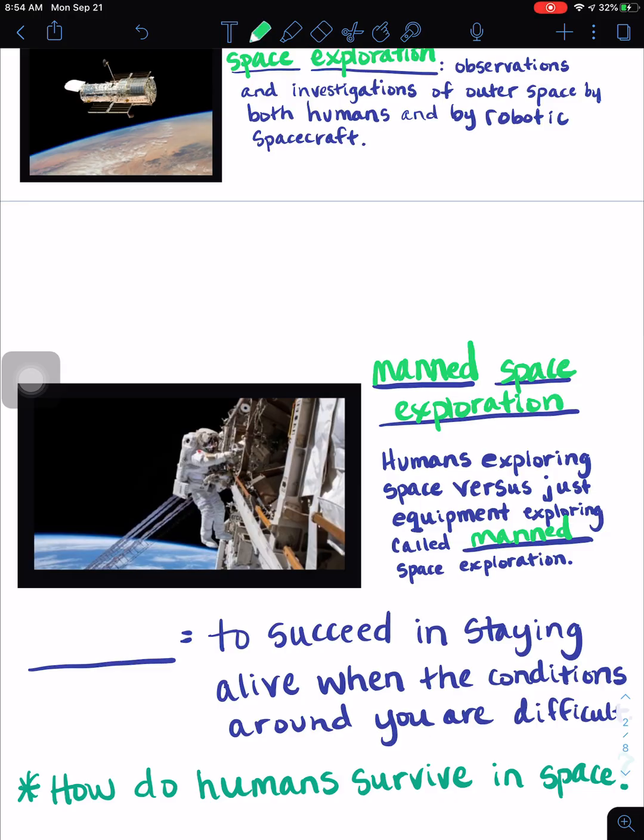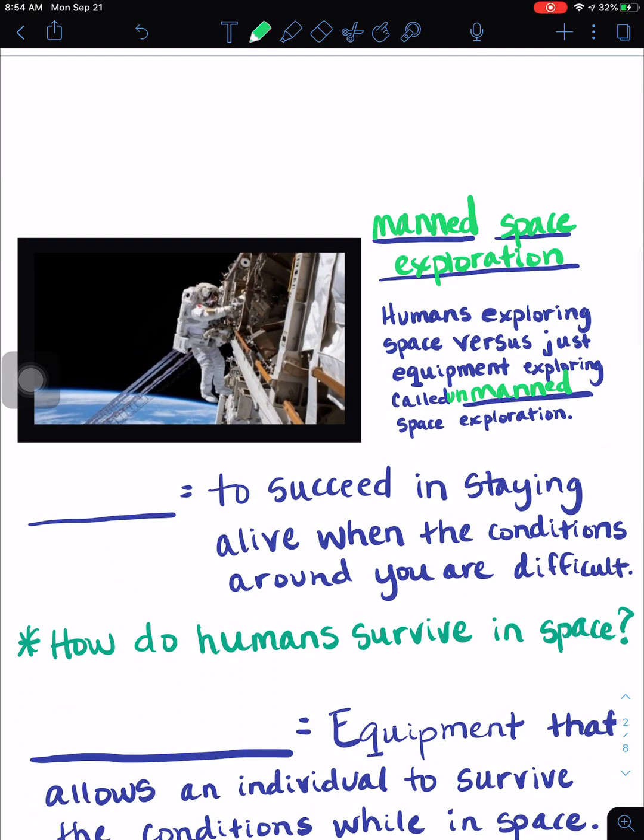This is actually when we just have equipment exploring space. This is an unmanned. So when it's unmanned, we don't have any humans in space. We just send the telescopes or the other equipment to do the exploring.